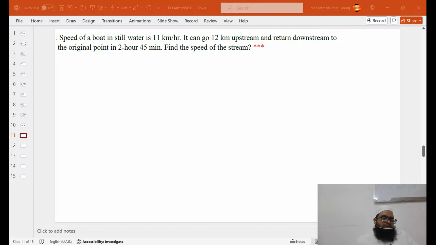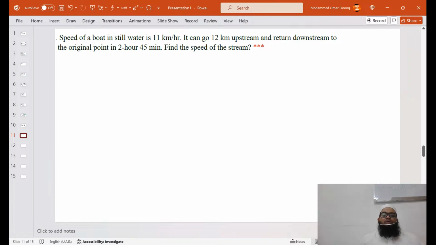So, see, let me see how to do this problem. Speed of boat in still water is 11 kilometers per hour. It can go 12 kilometers upstream and return downstream to the original point in 2 hours 45 minutes. Find the speed of the stream.